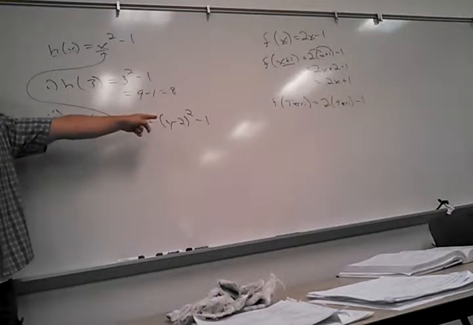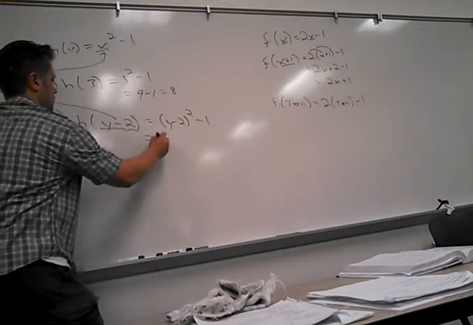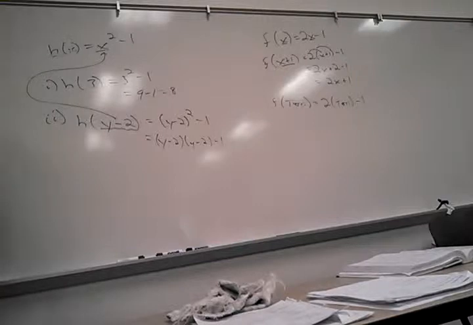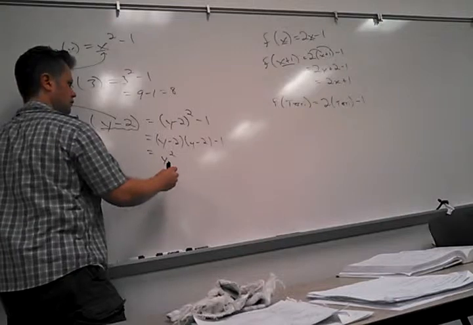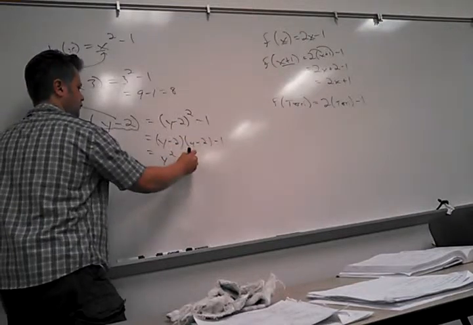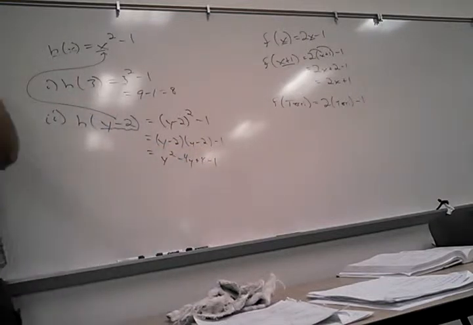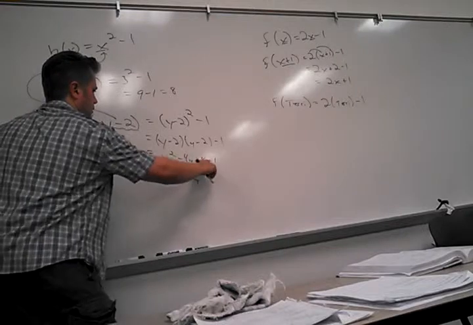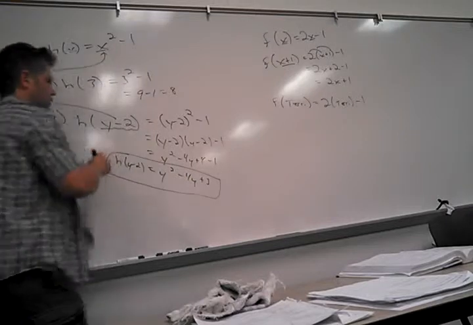What do you have to do with that side, though? FOIL, I love it. Right? y minus 2 times y minus 2. So now you just clean it up. Do what you can. What do you get here? Minus 2y minus 2y, so minus 4y, plus 4. If I put my middle terms together, is that cool? Sort of skipped a step, but just putting those middle terms together. And then, of course, you get y squared minus 4y plus 3. So that's h of y minus 2.